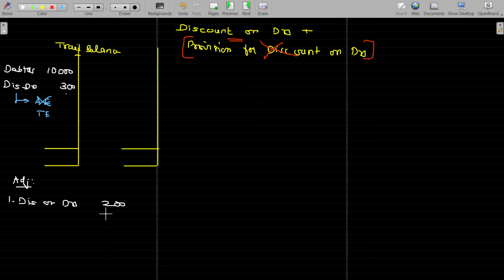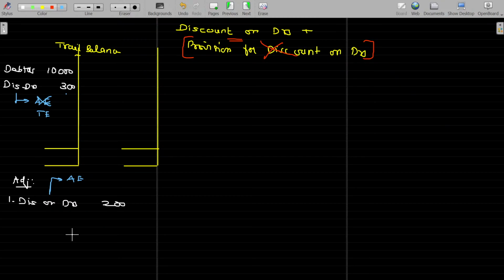Discount on debtors given in the adjustment means we have not passed the adjustment entry. Usually, discount on debtors will not be given in the adjustments. You might not have seen discount on debtors in the adjustments in most of the sheets. Usually you won't see. But of course, if you are able to think in a different way, this discount on debtors will also come in the adjustments.